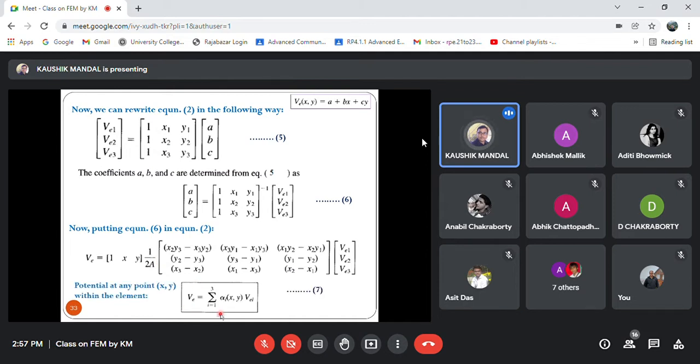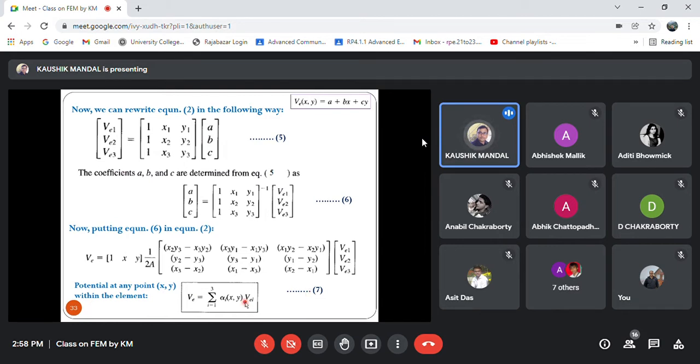in summation form. We can also write this equation in this particular form: VE equals summation I equal to 1 to 3 of alpha I of x, y times VE of I. That is the potential at a point x, y within the element. This V is representing the potential within the element, provided that the potential at the vertices, that is VE1, VE2 and VE3, are known.